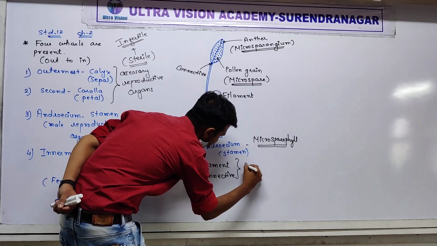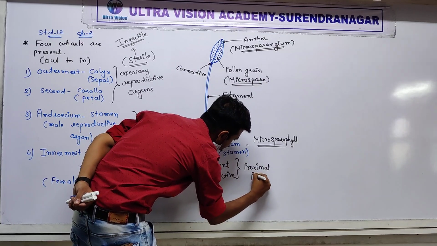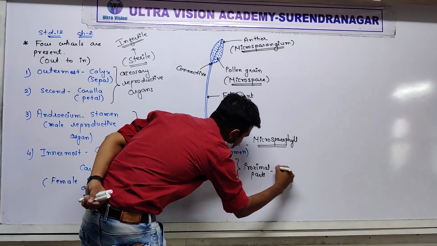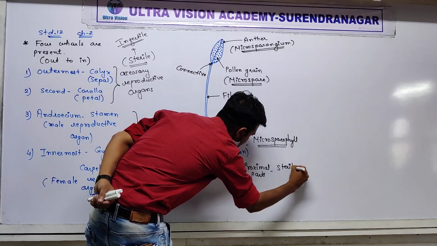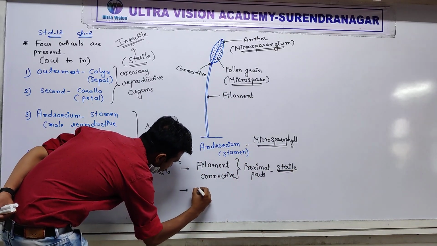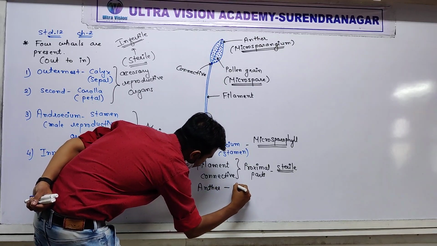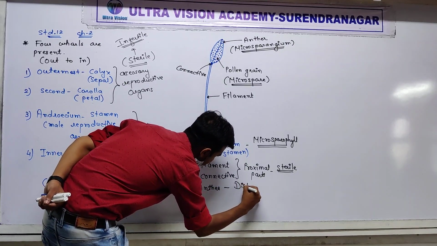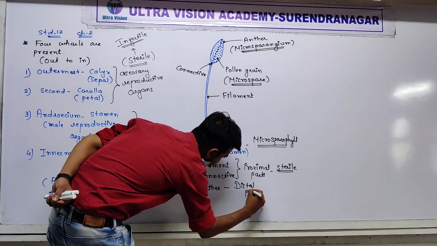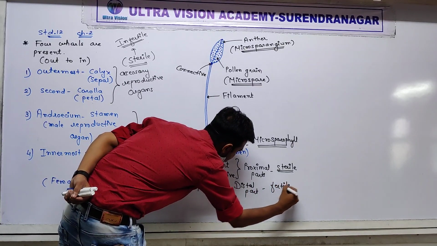are proximal part. These are sterile. Okay, whereas anther is distal part. It is fertile.